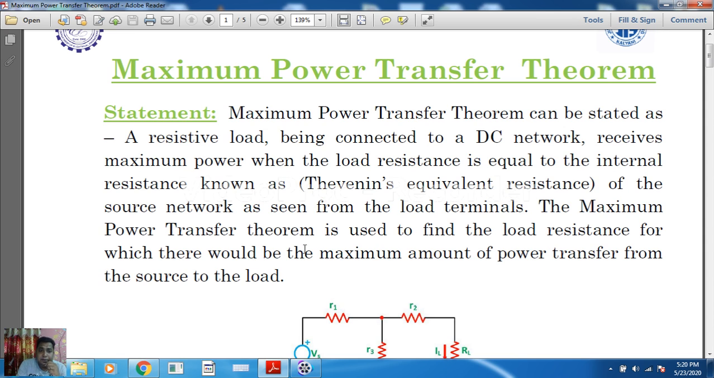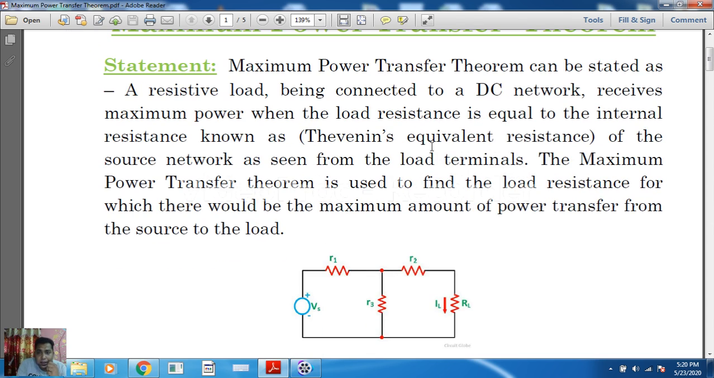The maximum power transfer theorem is used to find out the load resistance for which there would be the maximum amount of power transfer from the source to the load. It is told that when the load resistance is equal to the internal resistance, known as the Thevenin's equivalent resistance, that is the condition.